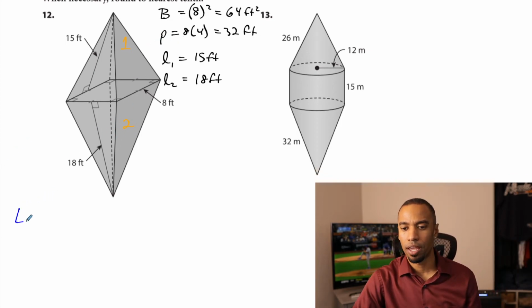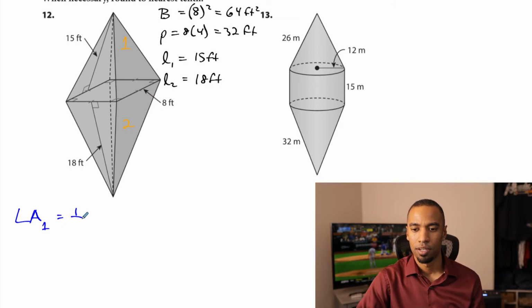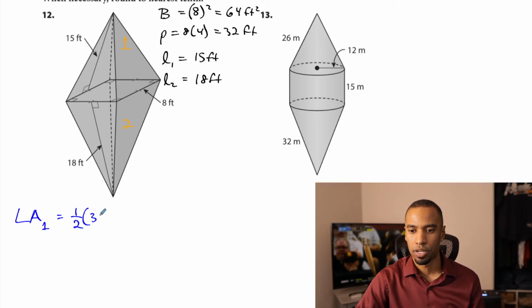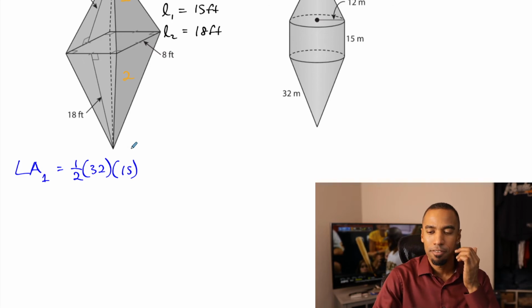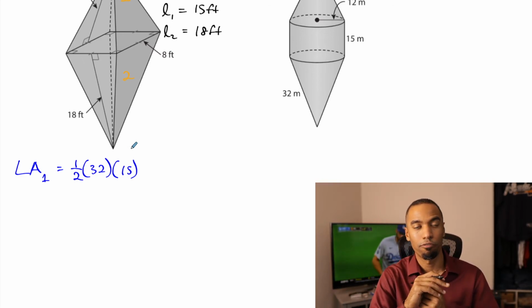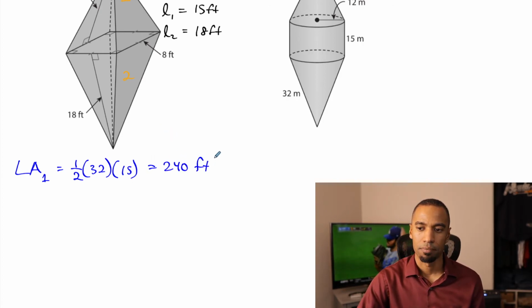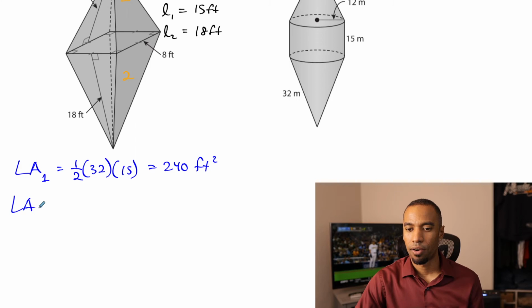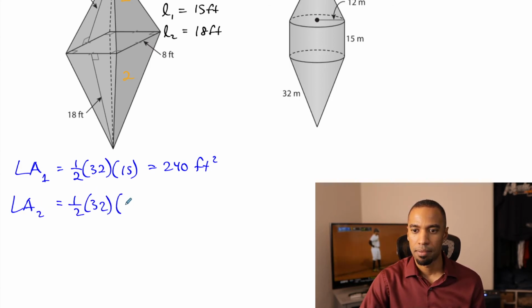So what's the lateral area of the first shape there? That's 1/2 perimeter, which is 32, times its slant height, which is 15. So 1/2 perimeter times slant height. Half of 32 is 16. 16 times 15 is 240. So this is going to be 240 square feet. The lateral area of the second guy here is 1/2, same perimeter, times its slant height of 18 feet here.